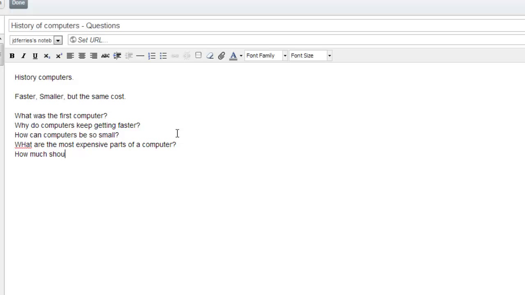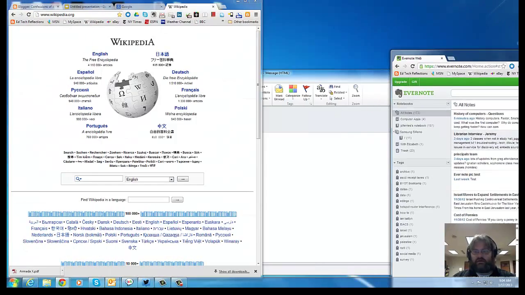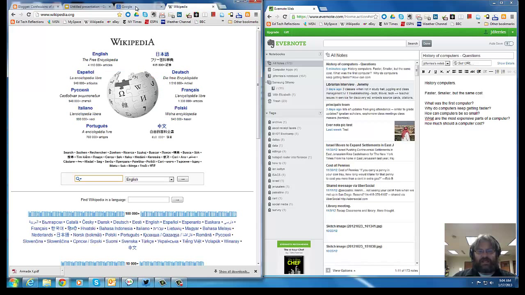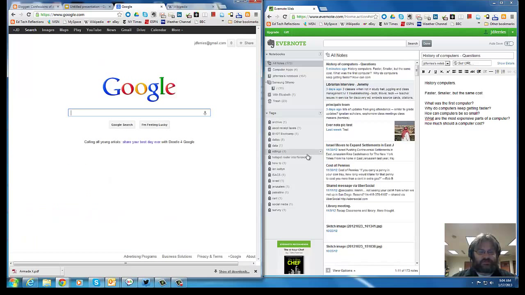How much should a computer cost? These are just questions that I've generated solely from the theme. Now, a lot of people will start with Google. Some people will start with Wikipedia. Either one of those is pretty good to start with. So let's start with that first question.